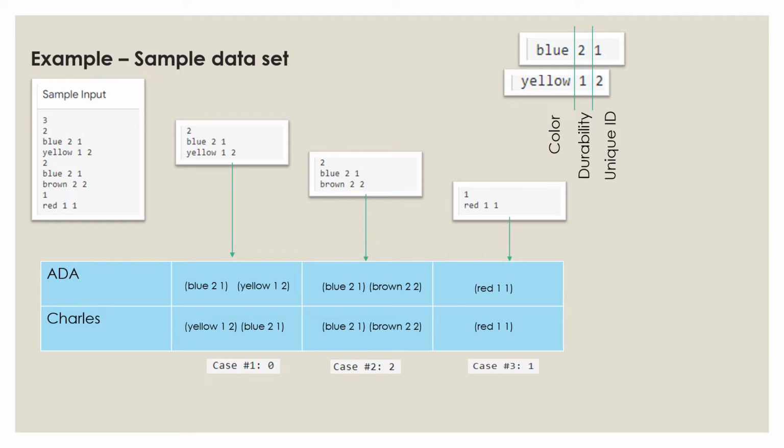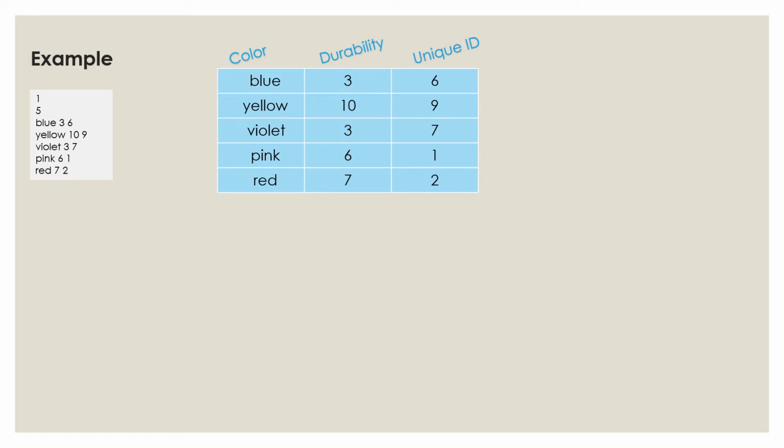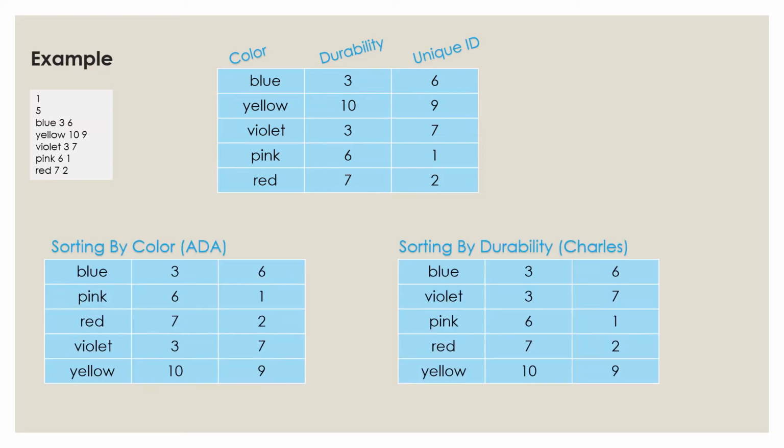So let's create our own example so that it is clearer to understand. Okay, here we have 5 fabrics. I'm considering only one test set, and let us represent these fabrics using a table. And now from this table, let's create two more tables. One created by Ada, sorting based on color, and the second sorted based on durability. Okay. So this is how the tables look.